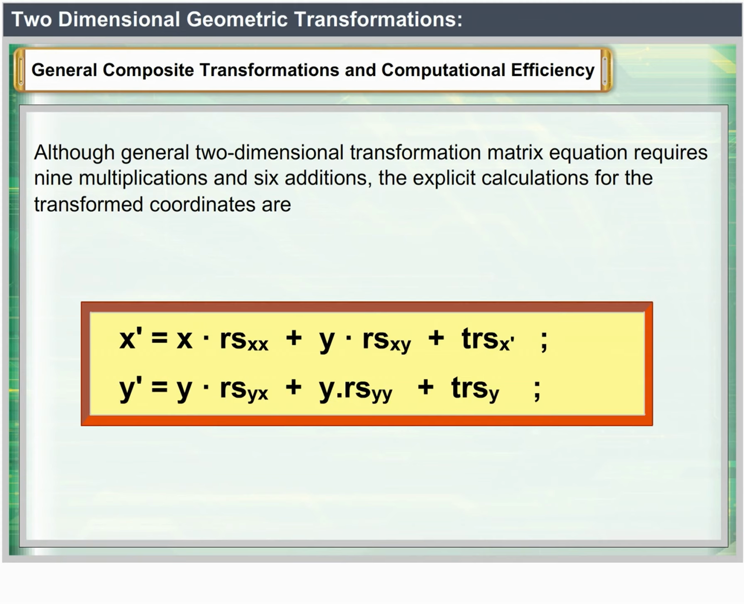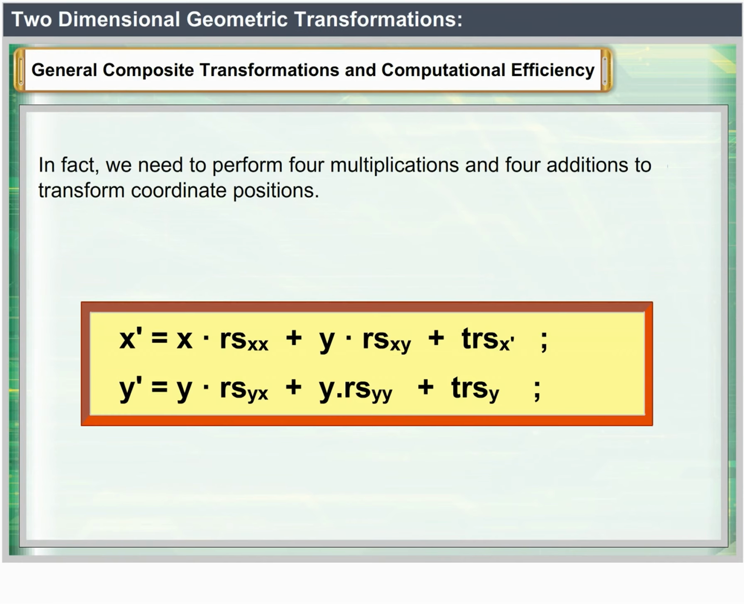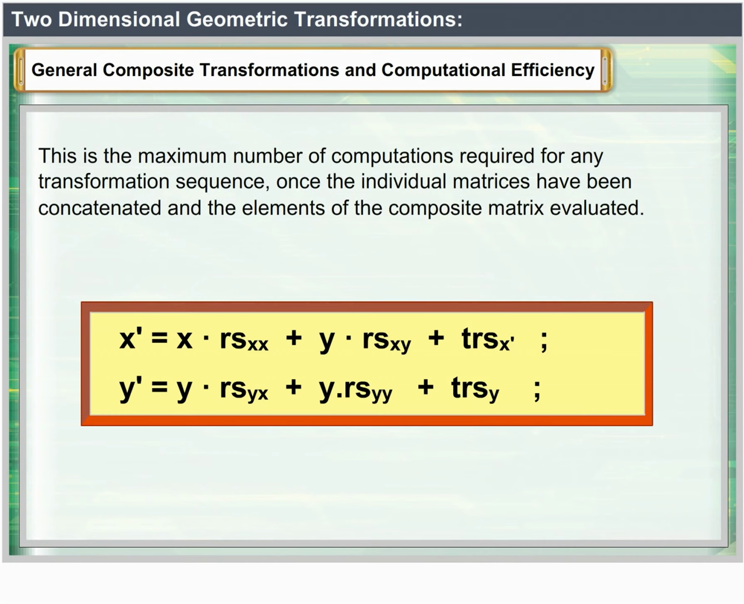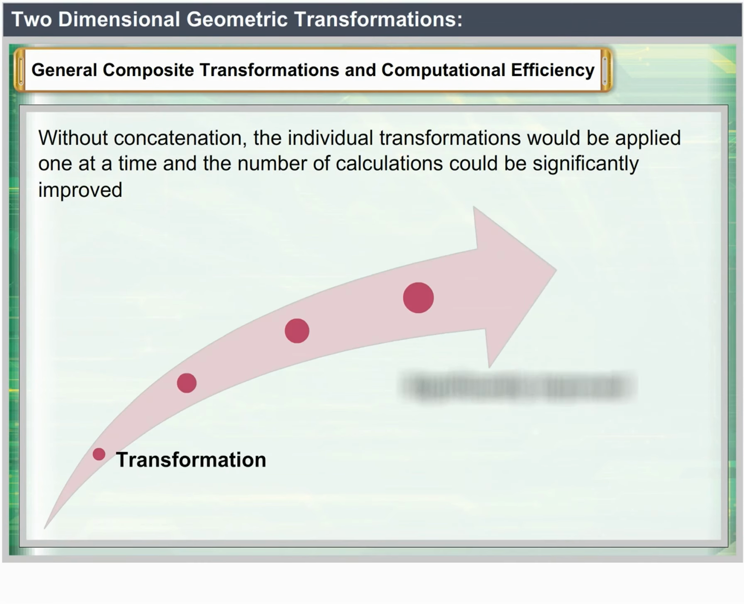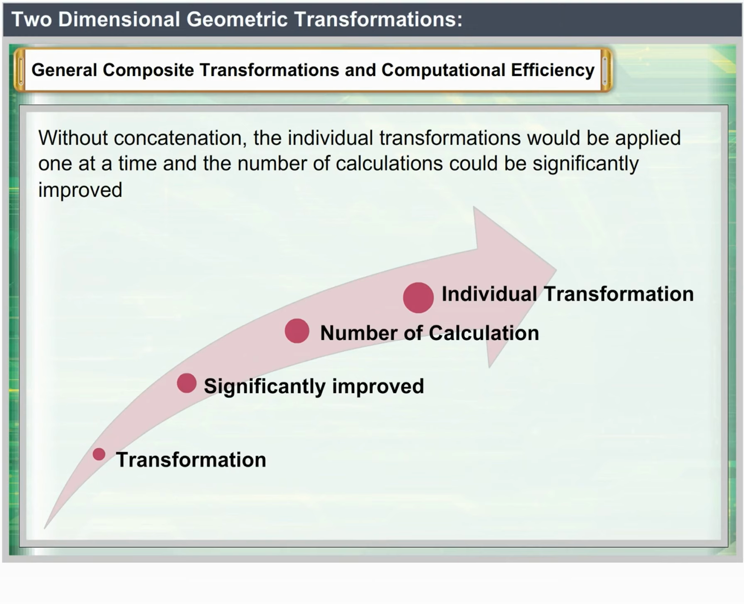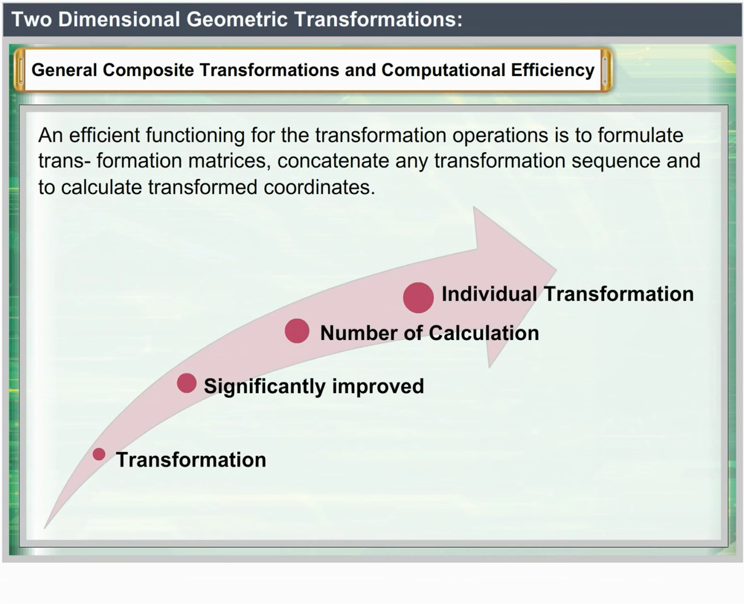This is the maximum number of computations required for any transformation sequence once the individual matrices have been concatenated and the elements of the composite matrix evaluated. Without concatenation, the individual transformations would be applied one at a time and the number of calculations could be significantly increased. An efficient implementation for the transformation operations, therefore, is to formulate transformation matrices, concatenate any transformation sequence, and calculate transformed coordinates. On parallel systems, direct matrix multiplications with the composite transformation matrix can be equally efficient.